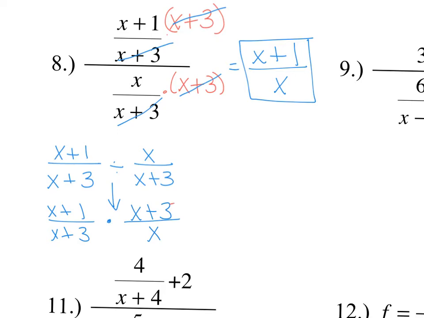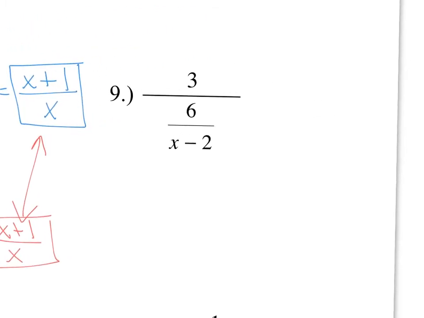So here I have an x plus 3 in the numerator, divide out the common factor in the denominator, and that leaves us a final answer. Here in the numerator we have an x plus 1 and an x in the denominator, which is again the same answer that we got when we did method number 2.